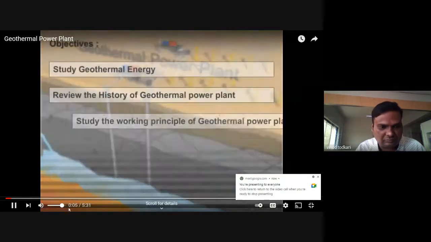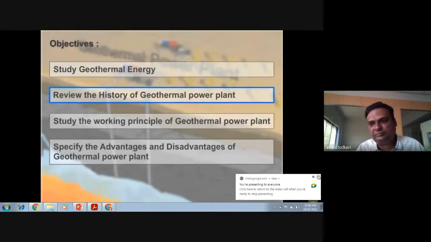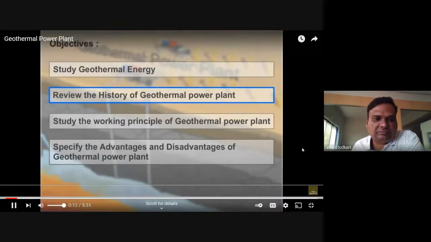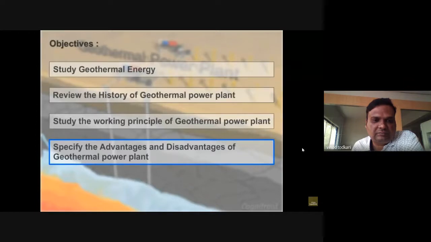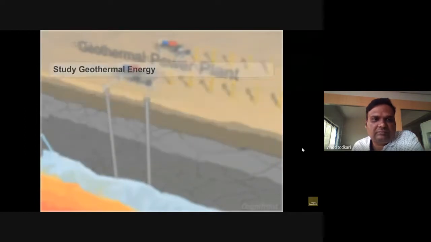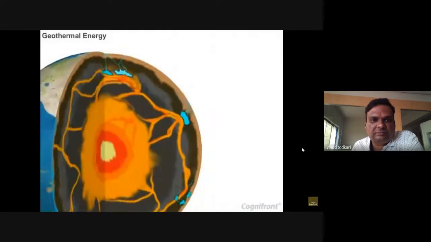In this session, we will study geothermal energy, review the history of the geothermal power plant, study the working principle of a geothermal power plant, and specify the advantages and disadvantages of a geothermal power plant. Geothermal energy is the heat energy acquired by the earth. Here, the source of the heat is the earth, hence the name geothermal.